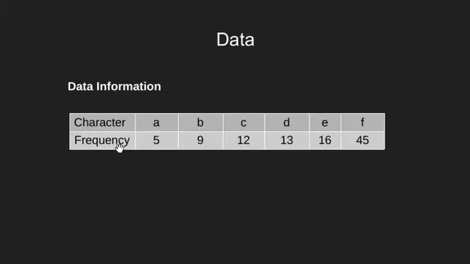This is the data information. Our data consists of 6 characters and these are their frequencies. Also note how the input is sorted in non-decreasing order of frequency.